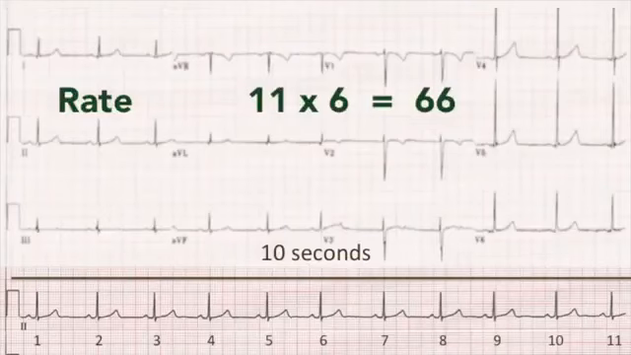Rate is normally between 60 and 100. Faster or slower is abnormal, but do consider the clinical context.